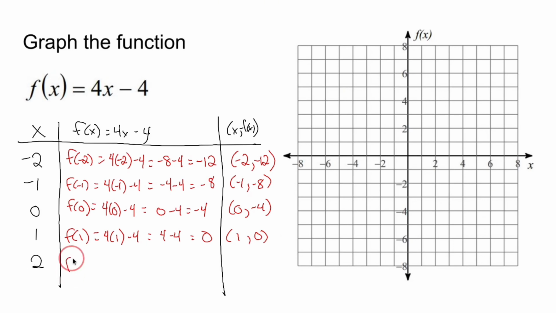F of 2 equals 4 times 2 minus 4. 4 times 2 is 8. 8 minus 4 is 4. So when I plug in 2, I got 4. So even though one of these didn't work, 4 others did.